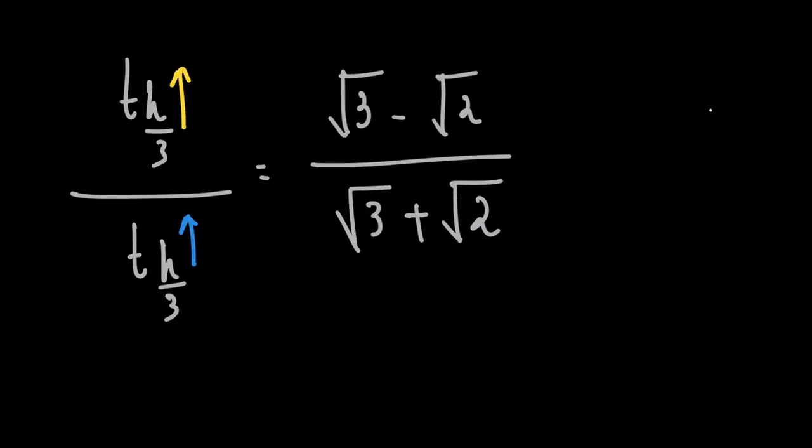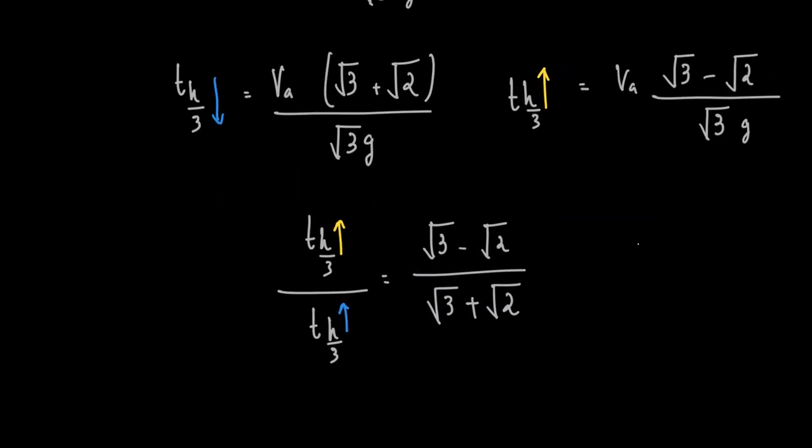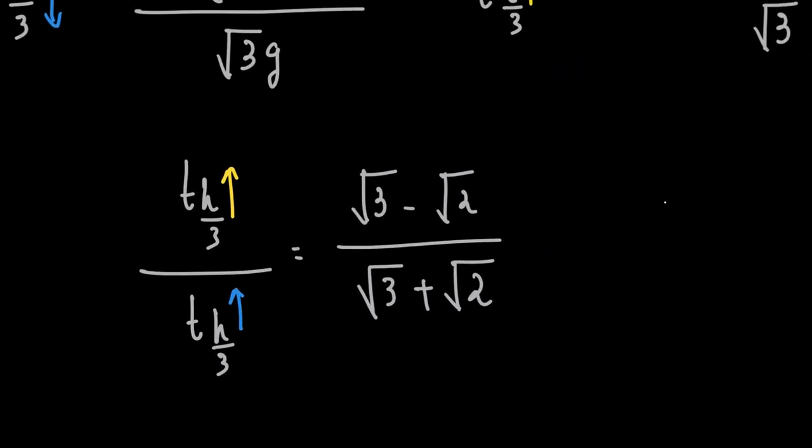Now, taking the ratios, what we get is root 3 minus root 2 by root 3 plus root 2. Wait, what is the mistake here? Yeah, this is not upwards, this is downwards. Yes, I do understand, guys. It's a very lengthy explanation because I just wanted to make sure that you don't make any mistake in any of the formulas, in any of the sign conventions that we use. Okay, are we done? Yes. So far, so good with the solution.